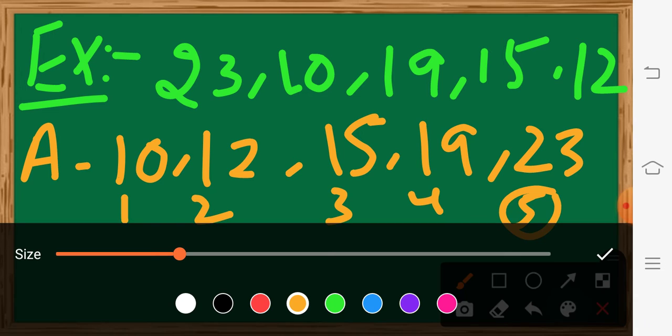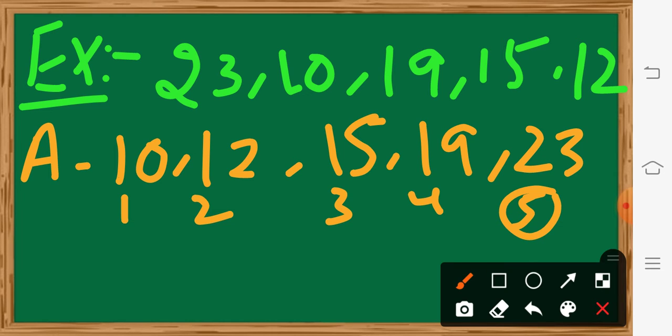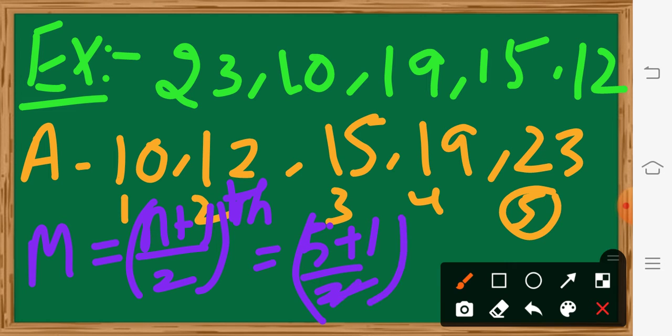For these numbers, we find the median. What is the formula for median? (n plus 1) by 2 th term. n means 5, so 5 plus 1 by 2. When we cancel, 6 by 2 means 3. The third term is the median for these observations.